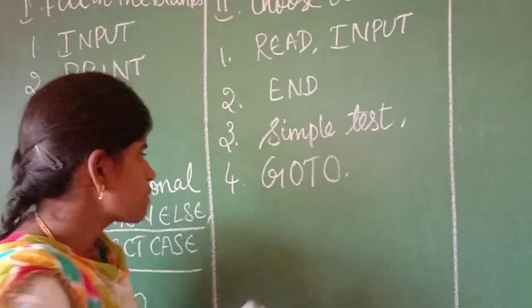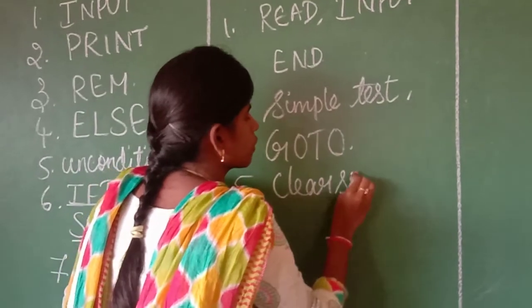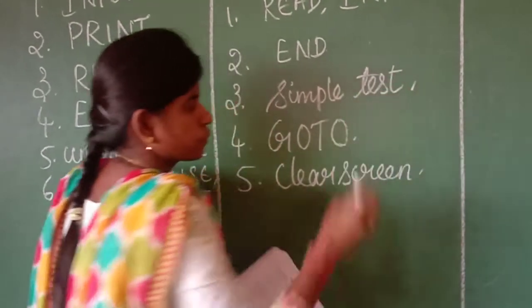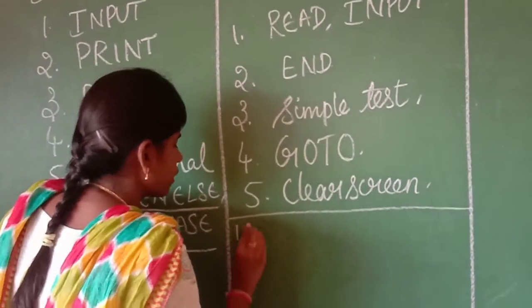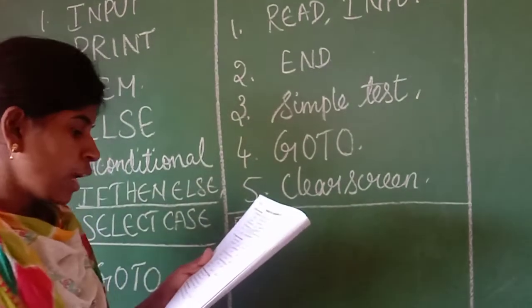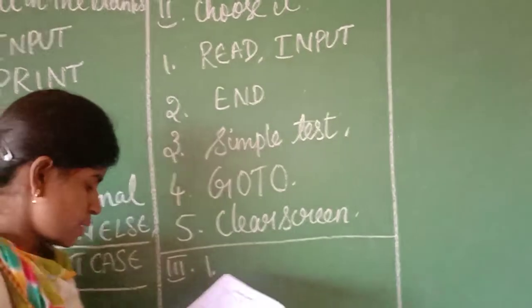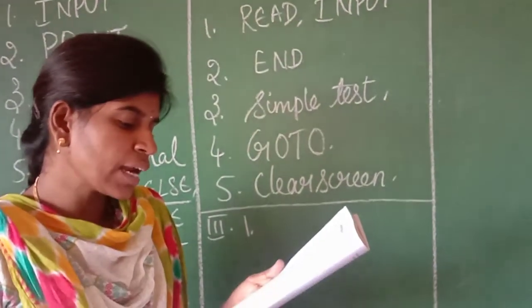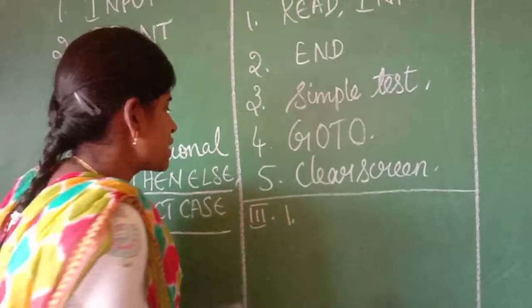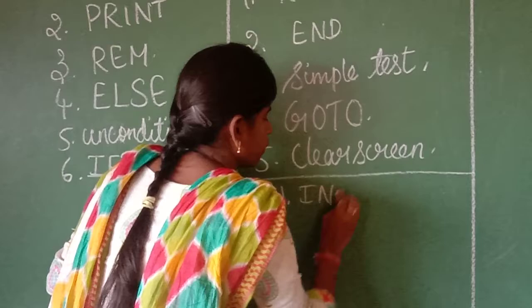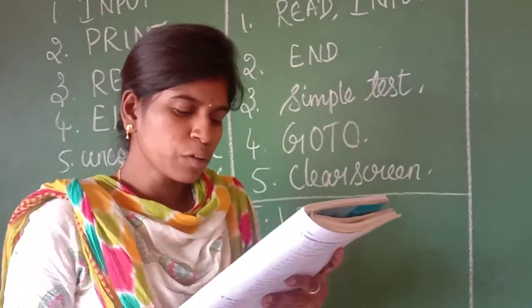Explanation of CLS is a clear screen. So, clear screen. Okay. Now, you are going to write the third one, that is answering. Identify the correct statement from the following. The first one is data is provided at the execution time. If you are providing any data at the execution time, it is an input. First answer is input.